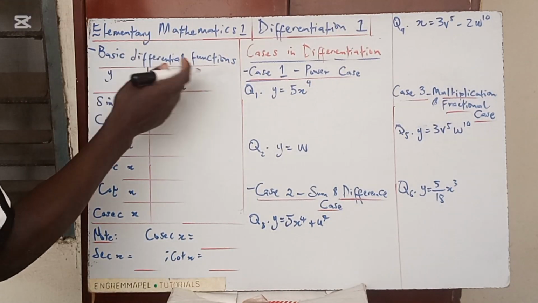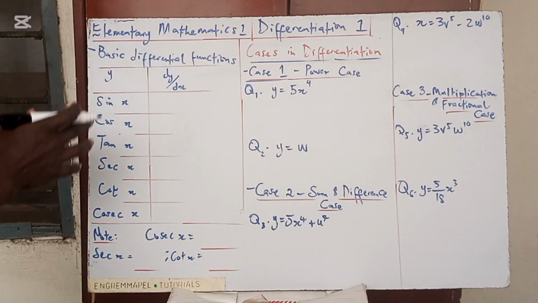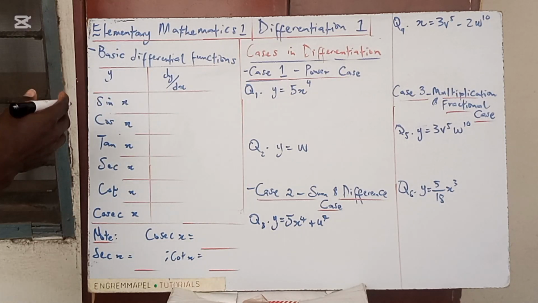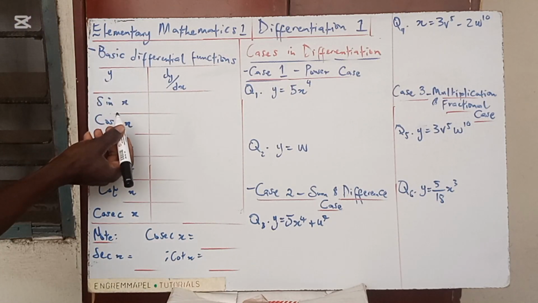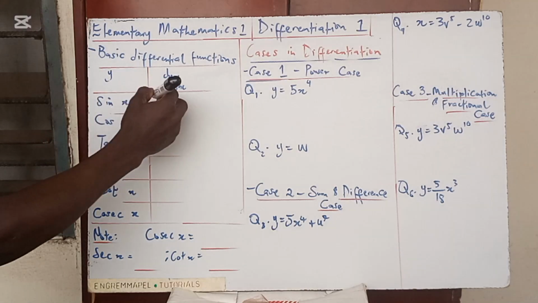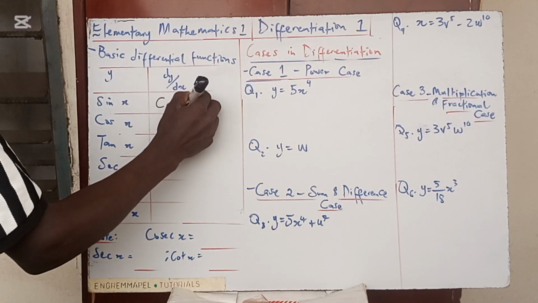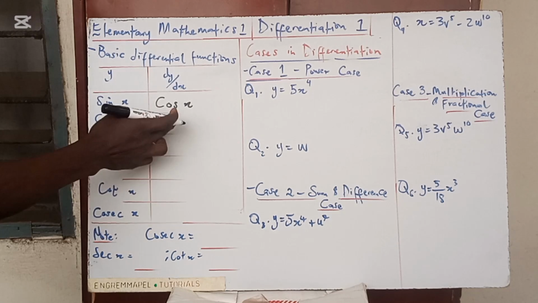Now, we have different basic functions of differentiation. When you are differentiating some trigonometric functions, they have their constant results. So I'm going to be checking them now. For sine x, if you differentiate sine x, you will have cos x. So that is the constant differentiation for sine.